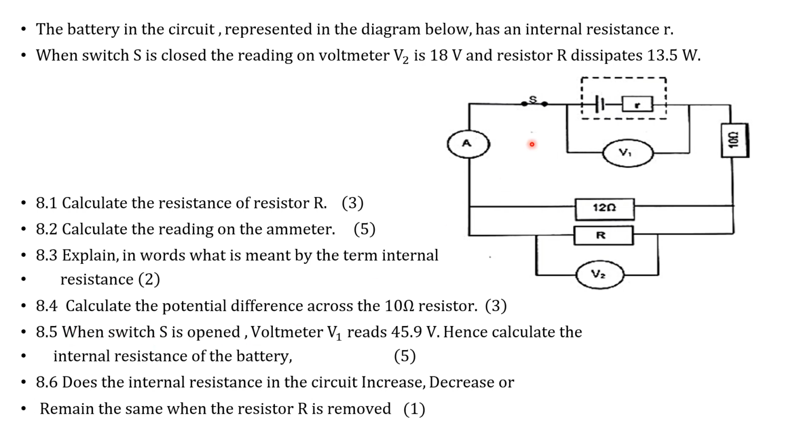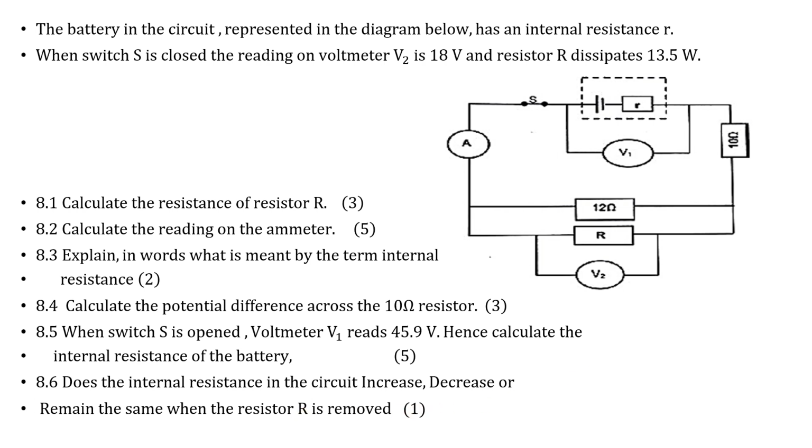When switch S is opened, voltmeter V reads 45,9 volts. So if I open the switch, nothing in the circuit can use the voltage, so the reading should then be my EMF that they're giving there. Hence, calculate the internal resistance r. Then 8.6, does the internal resistance in the circuit increase, decrease, or remain the same when resistor R is removed?